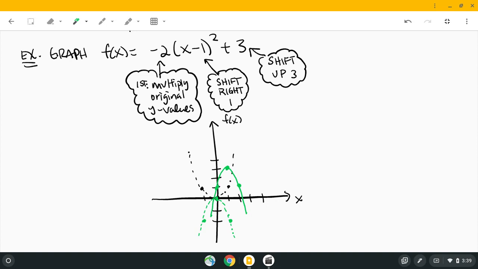Do you have to do the dashed lines for your ghost parabolas? No. If you feel like it's just going to clutter everything up, then you don't have to. But definitely do the points. Do these 3 points and keep track of them, and then you can do the graph for your final one. You don't have to do these dashed graphs, but you definitely have to do the points.